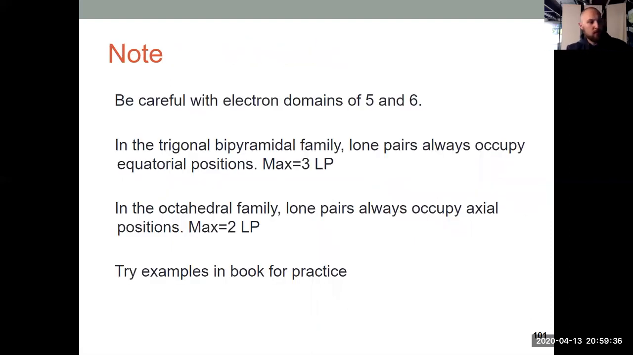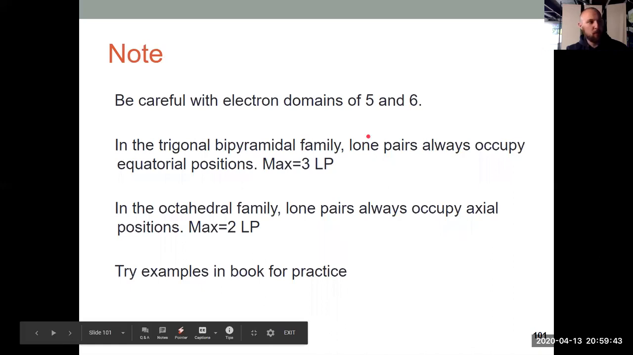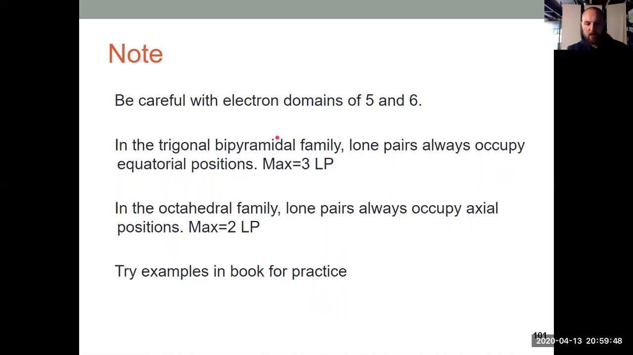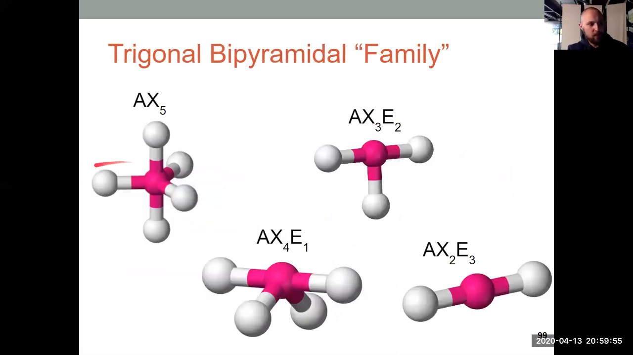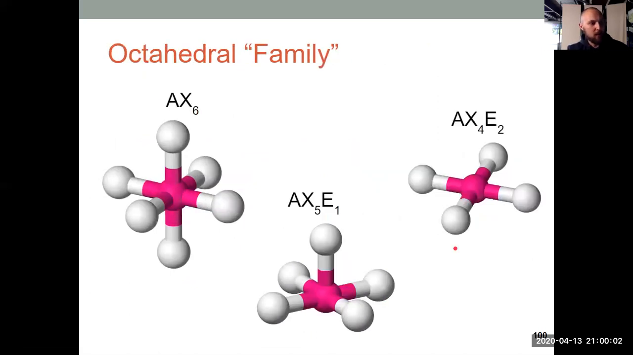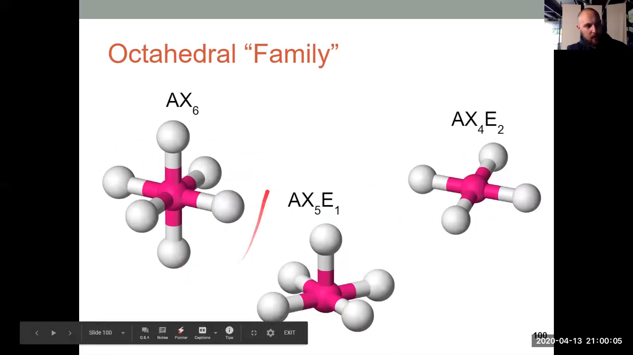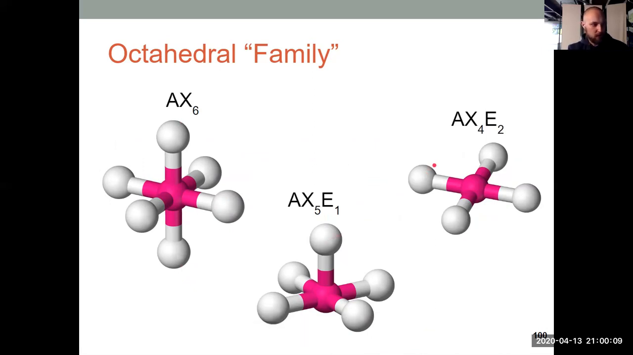A couple of things to look out for. In our trigonal bipyramidal and our octahedral families, right, we've got to be careful where we're putting those lone pairs. In the trigonal bipyramidal family, your lone pairs go in what's known as the equatorial position, right? Think about those like the equator here in the middle. That's where you put your lone pairs. Notice that's where the things are falling out of and being replaced. But in the octahedral family, we replace the axial atoms with lone pairs. Okay. So just be on the lookout for that.